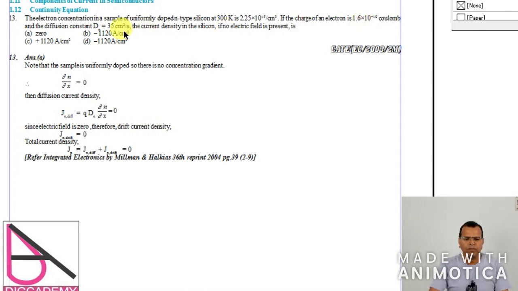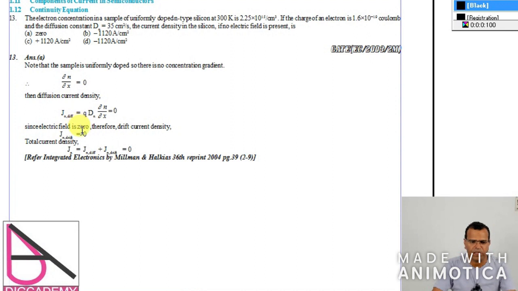So here the semiconductor is uniformly doped, so there is no concentration gradient. If there is no concentration gradient, then delta n by delta x is 0. So the diffusion current density must be 0 because delta n by delta x is 0. Then if there is no electric field present in the semiconductor, the drift current, which is a function of E only, sigma into E, is also 0.